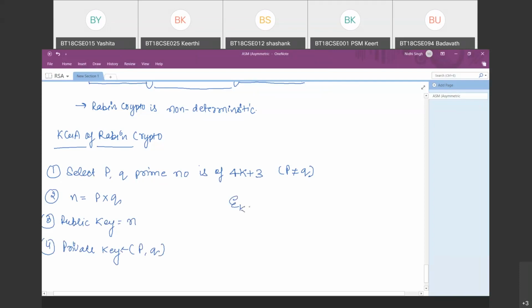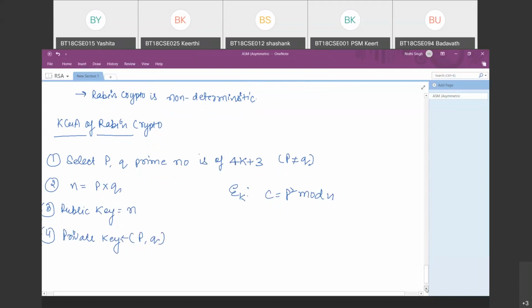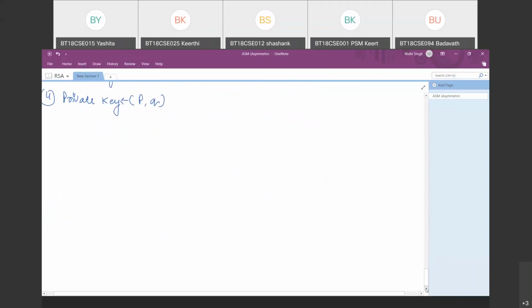The encryption process that you have to apply is P square mod n, and my decryption process is a very lengthy procedure. So what is the decryption process of the Rabin crypto system?